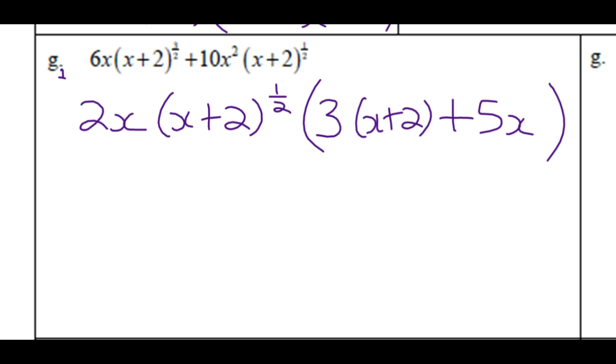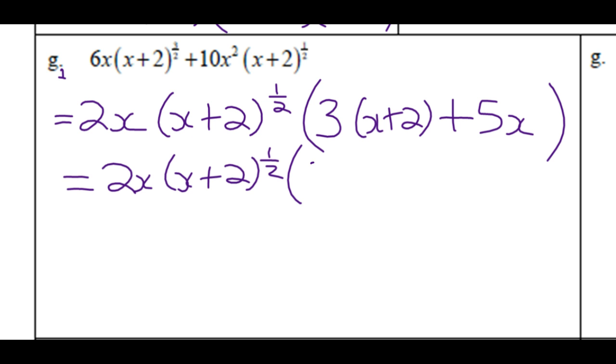Yeah. No. No. Because what can you do with this? Expand. You expand it and collect it, right? Okay, throw an equal sign down there. So it's going to be equals 2x, x plus 2 to the power of 1/2, 3x plus 6 plus 5x. Sweet. Okay, so we're just expanding this, right? 3x plus 6, then plus 5x, right?